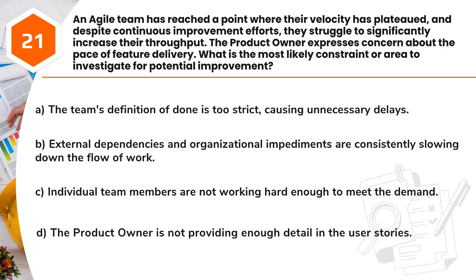A. The team's definition of done is too strict, causing unnecessary delays. B. External dependencies and organizational impediments are consistently slowing down the flow of work. C. Individual team members are not working hard enough to meet the demand. D. The product owner is not providing enough detail in the user stories.